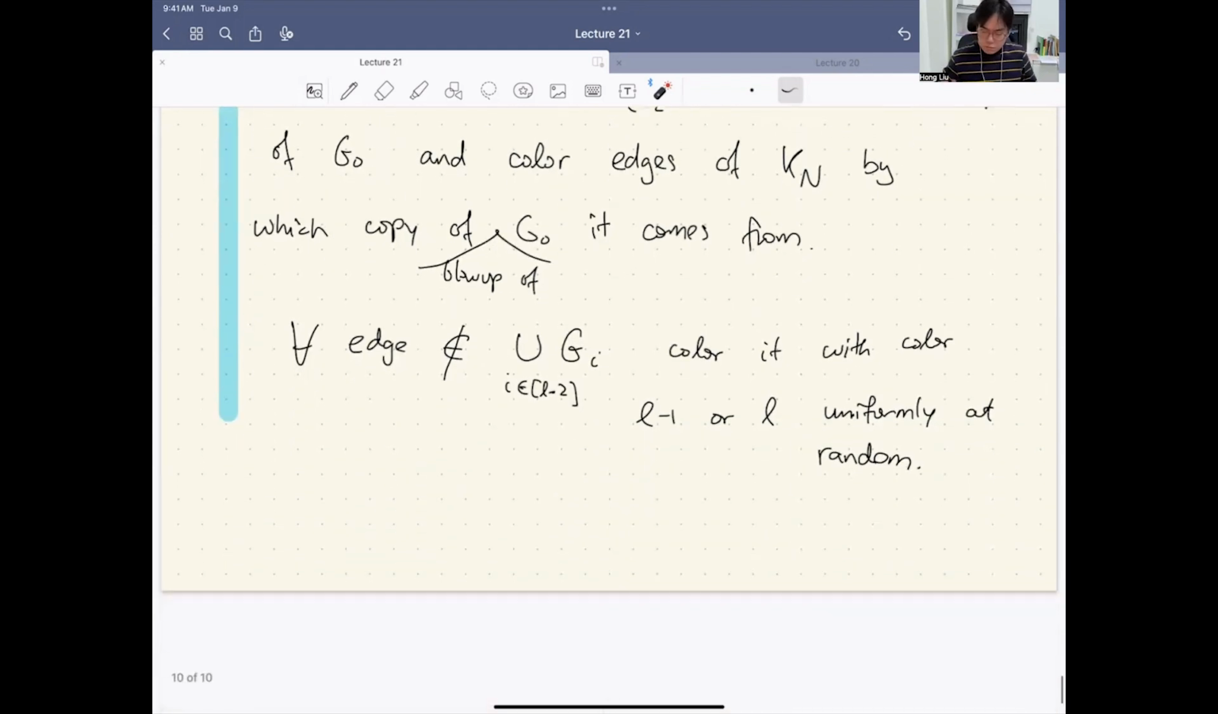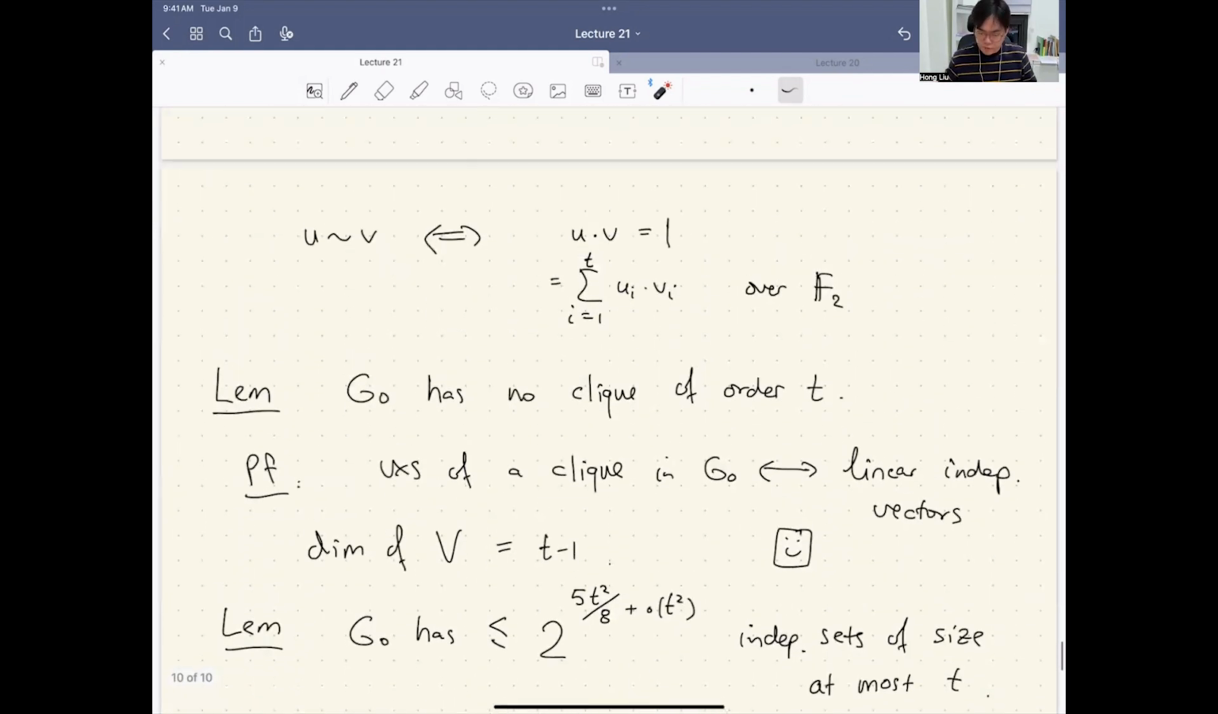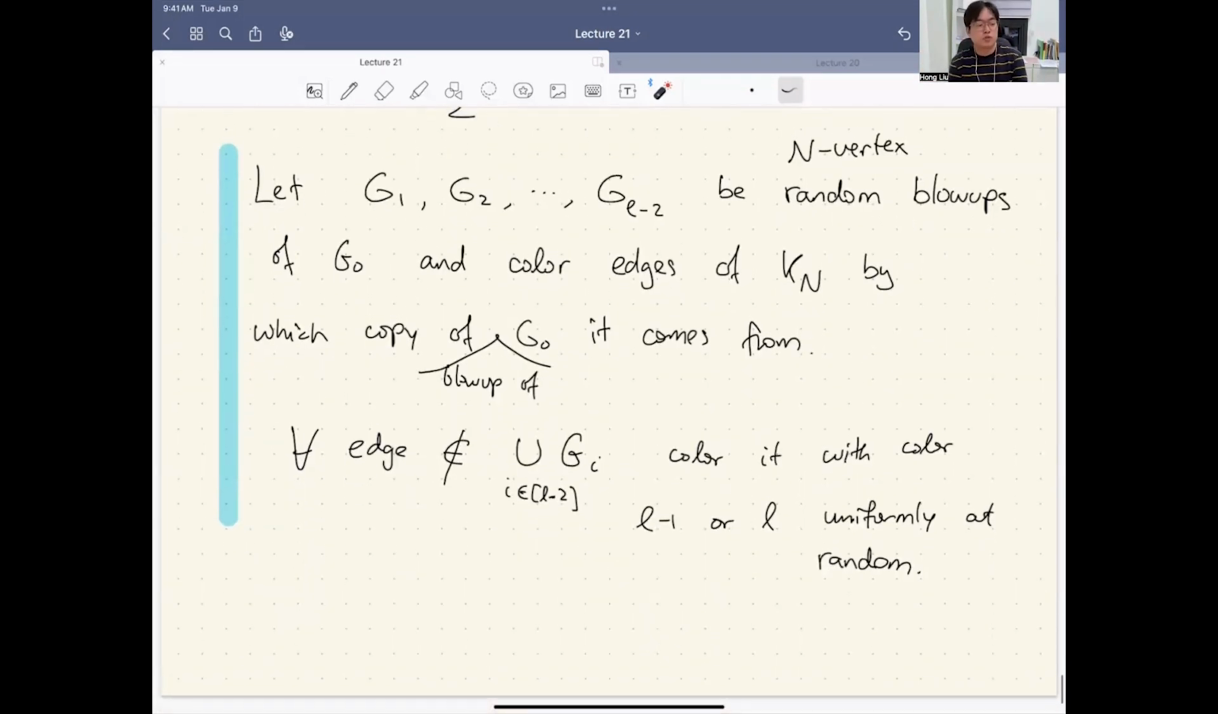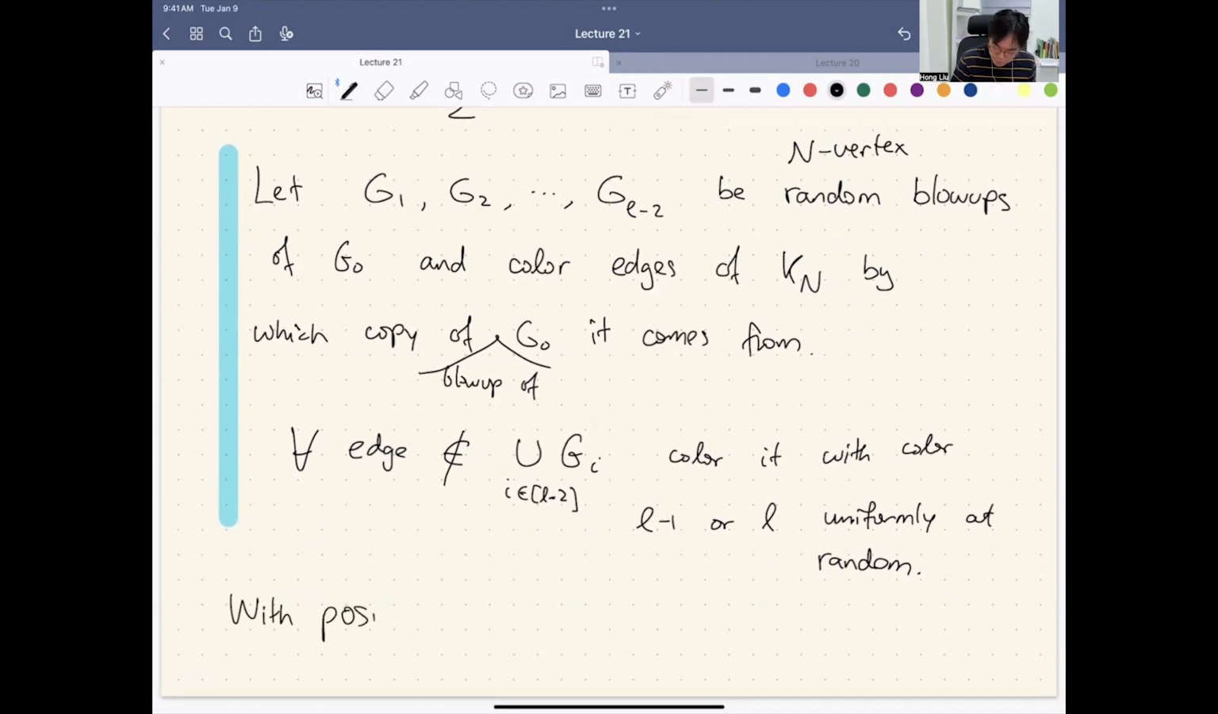I'm running out of time. Then just by a standard first moment calculation, an easy first moment union bound, we can show that with positive probability, this coloring does not contain any monochromatic KT.